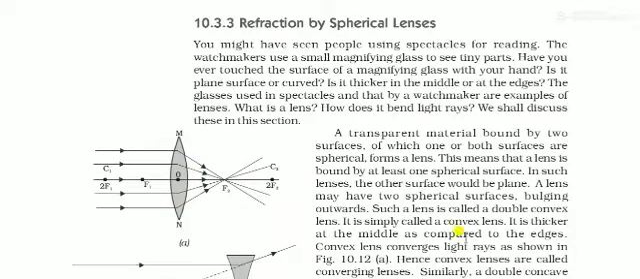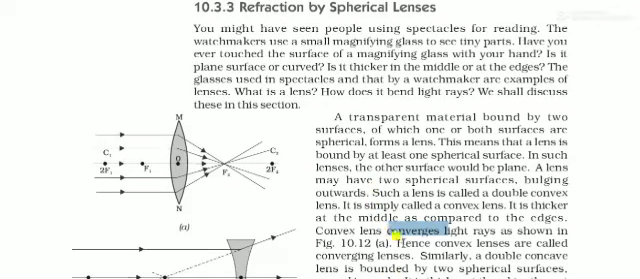Now one more thing. This convex lens is also called a converging lens. Now why is it a converging lens? Here it is written, convex lenses are converging lenses. So these points are very important for 1 mark questions. Now see, all these rays of light are coming parallel to the principal axis.